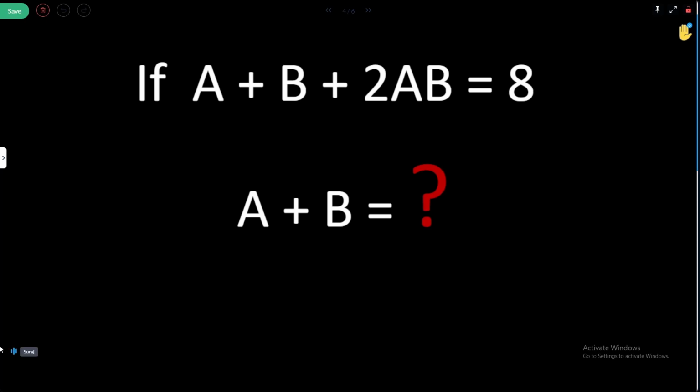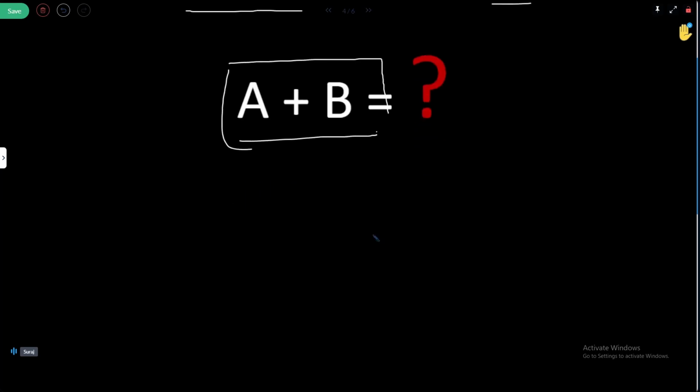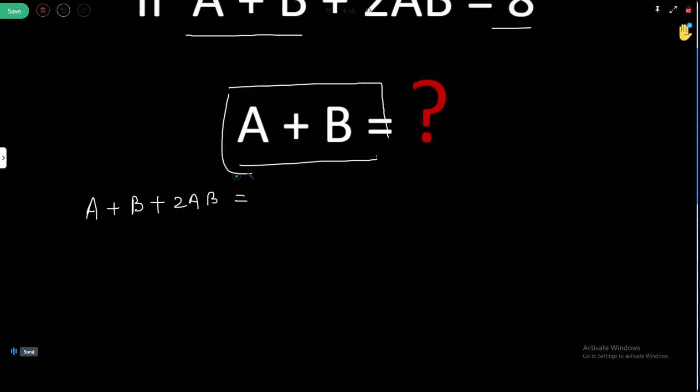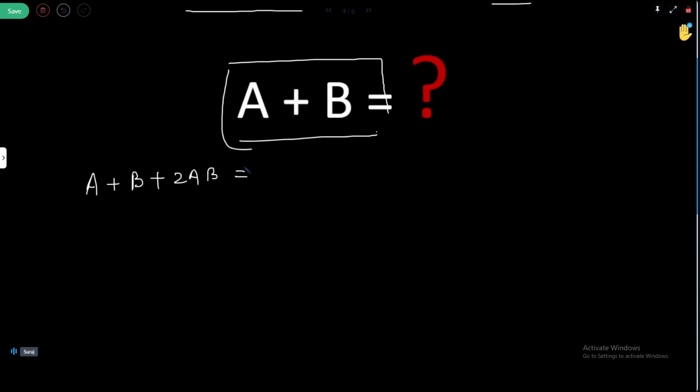A given equation is a plus b plus 2ab equal to 8, and you have to find out the possible value of a plus b. Now, this type of question, just start with taking some factors. For example, here a plus b plus 2ab is given as equal to 8.